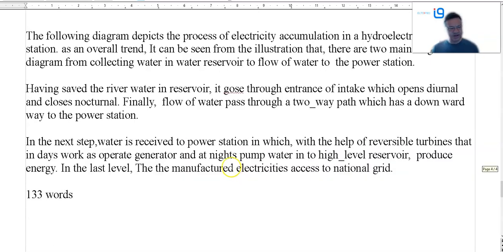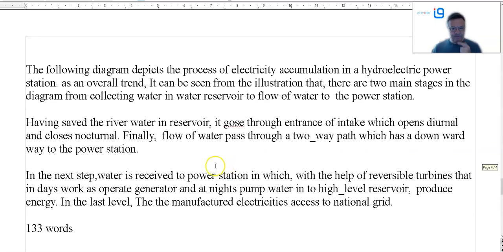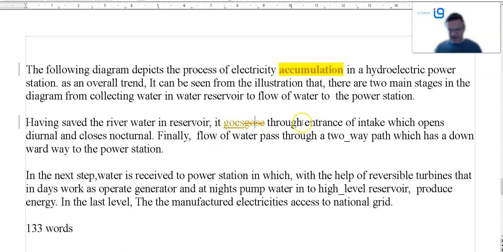Oh, all right. Now this one's even worse. It's 133 words, so this is really, really short. Process, actually, it's not accumulation, it's production or generation, which is not the same as accumulation. Overall trend. Well, it's not a trend, is it? It's overall perspective. Two main stages. Okay, that's better. It goes through the intake entrance, which opens diurnal and closes nocturnal. Diurnally, right. If it's a verb, then that should be an adverb, yeah? Opens diurnally in the daytime and closes nocturnally, but finally the flow up, next step.